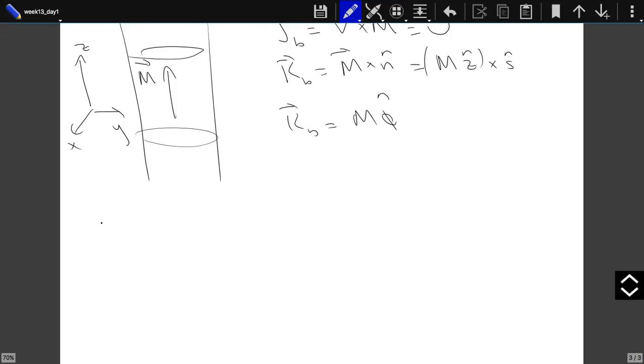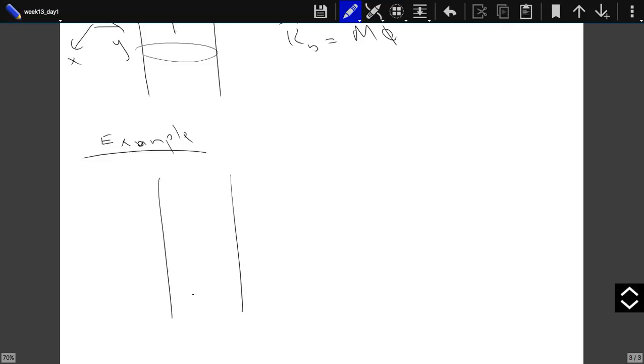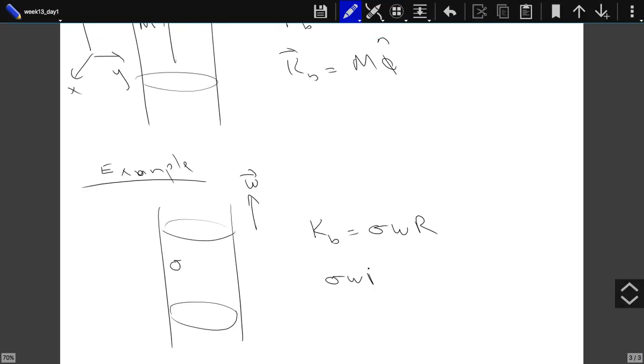And this is identical to the system in which we have a cylinder. It has a surface charge density, and it has an angular velocity omega. These systems are identical in the sense that they will be creating the same magnetic field. So in this system, the K_b would be just sigma omega r. So sigma omega r in one of them would correspond to the magnetization in the other one. So if you know the solution of one of them, you know the solution of the other one.